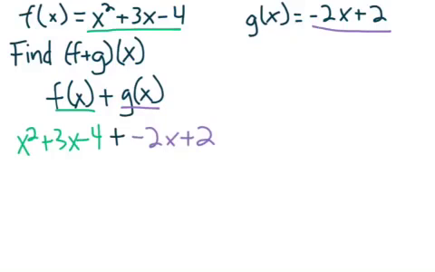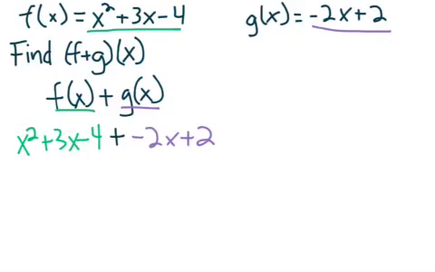Right? Now what I just need to do is to combine like terms. Remember, to be like terms, they have to have the same variable and exponent. So x squared and 3x are not like terms because this doesn't have the 2 as an exponent. So my only x squared term is just the x squared right here.